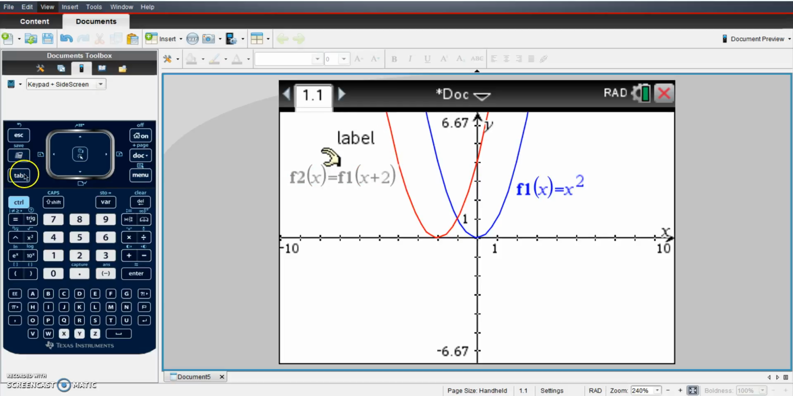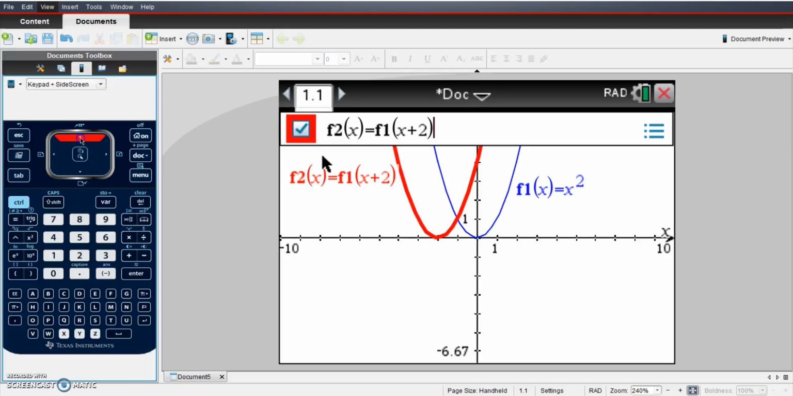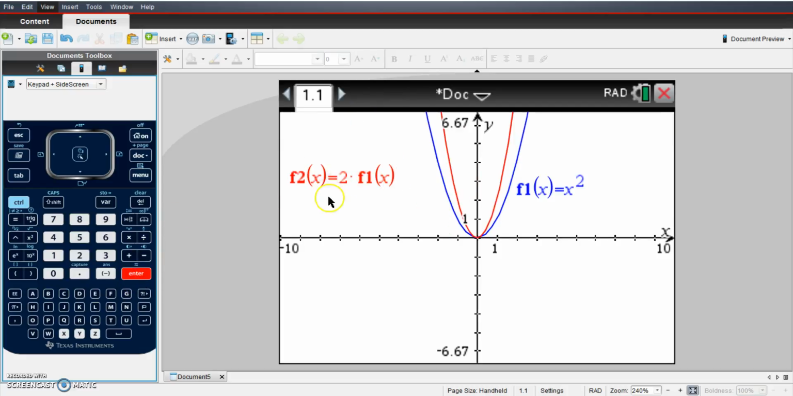So let's keep going. We're going to hit tab again. I'm going to scroll up. And like I did before, I'm going to delete that plus 2 so I can do the new function. So that next function that we have is 2 times f of x. So all I have to do is put a 2 in front of this f1 of x and hit enter. Now I have this 2 times f1 of x. And look how it looks narrower, or in this case, a little bit stretched vertically than the original parent function.